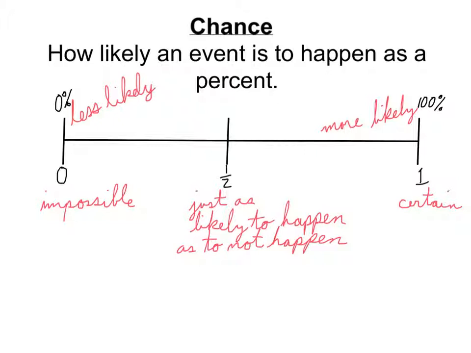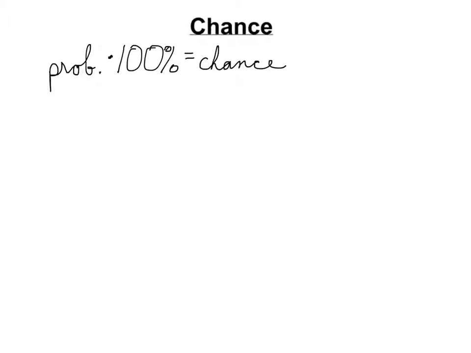And if it's just as likely to happen as not happen, it's a 50% chance, which is where we get the phrase, it's 50-50. 50% it could happen, 50% it would not happen. If we take the probability of an event and multiply it by 100%, that will convert our probability into chance.